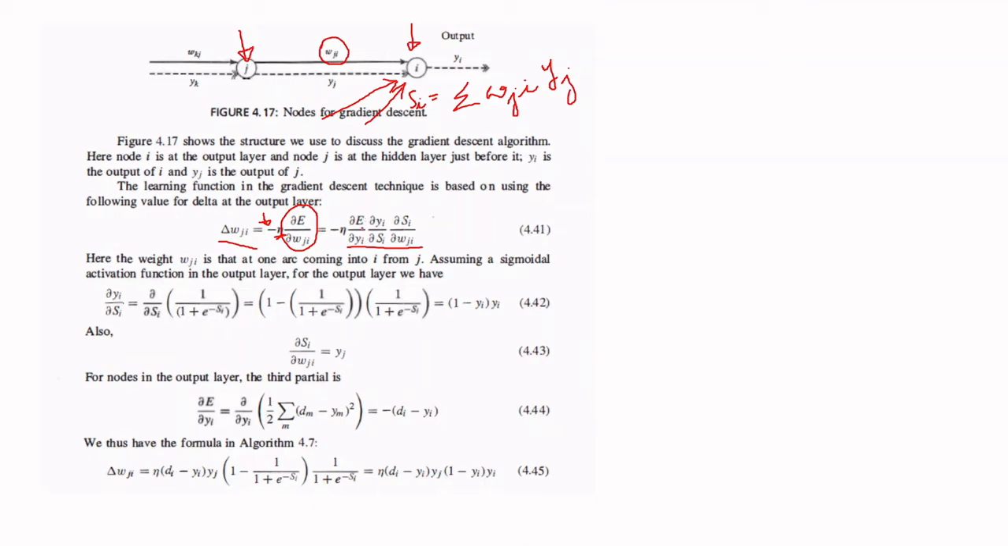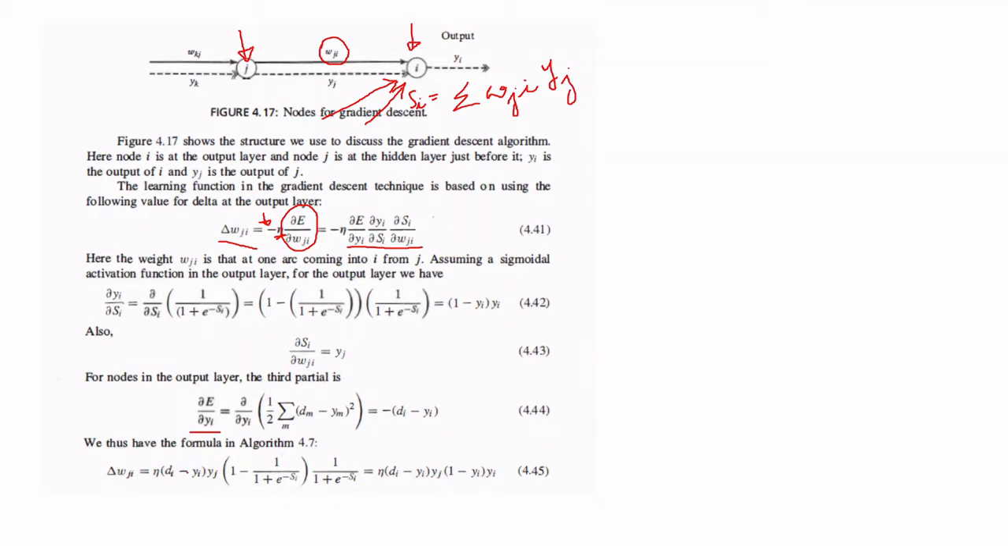Now we'll estimate each of these terms separately. So what is dou E by dou Yi? It is dou by dou Yi of E, and we know E is actually the error, right? So that is what we have written here. We said it is mean squared error, so it is 1 by 2 into sigma over m of dm minus ym. M is the number of output nodes which are there. So you are summing the error.